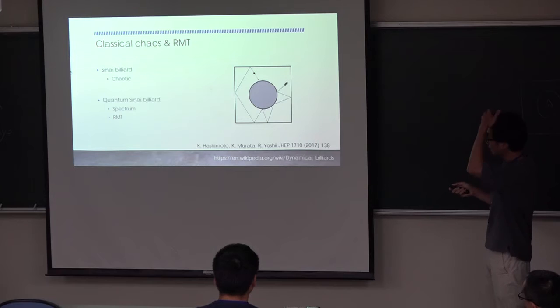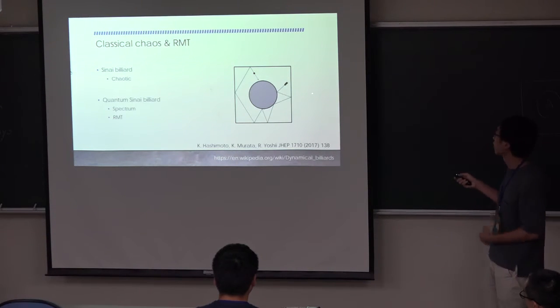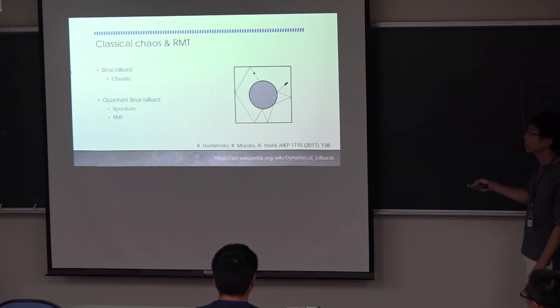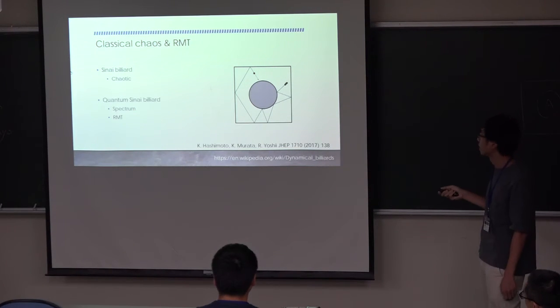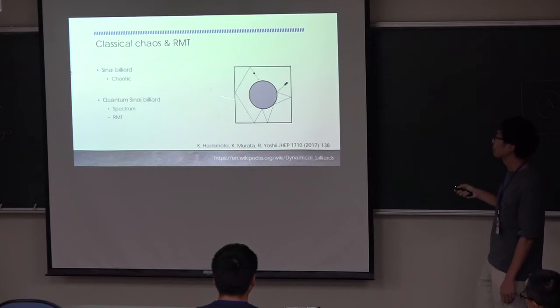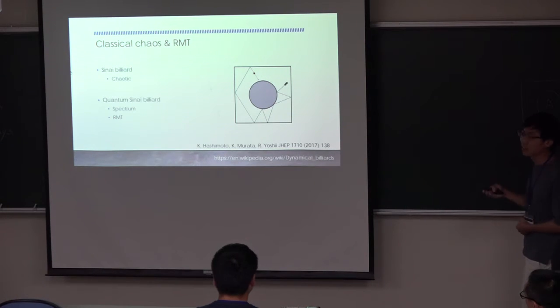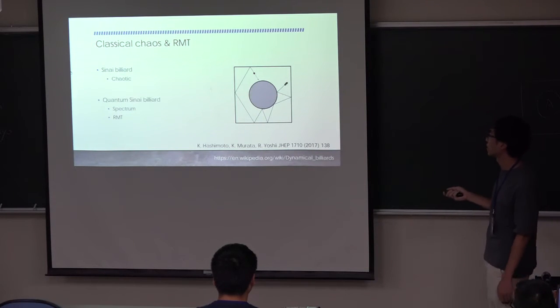And classically, it has been shown that this system exhibits chaotic features, where if we shift the initial position of this ball a little bit, then the trajectory after some time t will deviate exponentially quickly. And since this is a very simple system, you can also study the quantum version of this. The quantum version would just be that we have some infinitely high potential wall surrounding this square, and there's also an infinite wall in the middle, and then we can solve for this system.